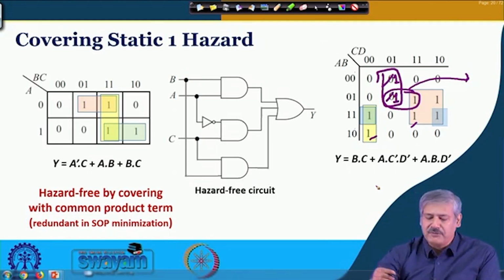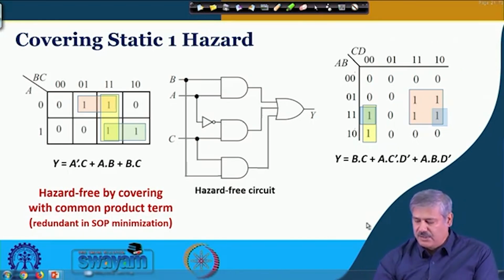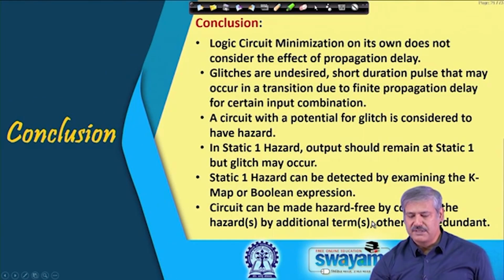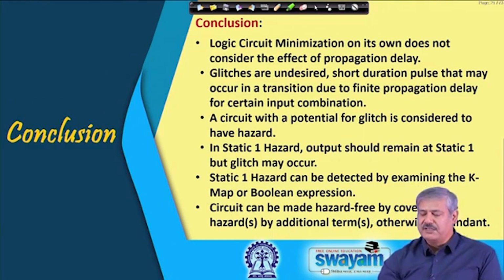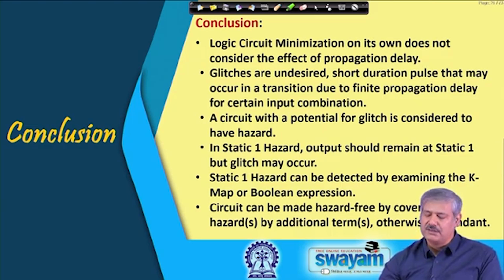So, this is what we take note of, and with this we summarize what we discussed today: logic circuit minimization on its own does not consider the effect of propagation delay. Glitches are undesired short duration pulses that may occur in a transition due to finite propagation delay for certain input combinations. A circuit with a potential for glitch is considered to have a hazard. In a static 1 hazard, the output should remain at static 1, but a glitch may occur for that specific combination.